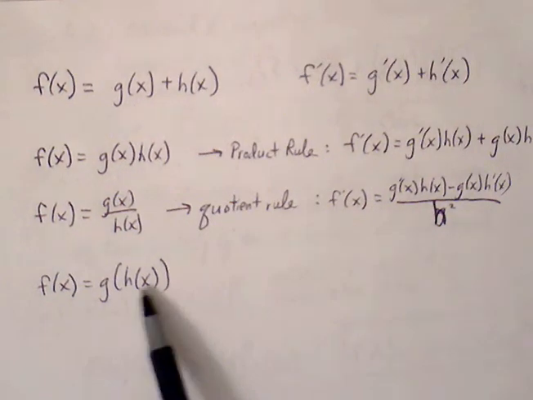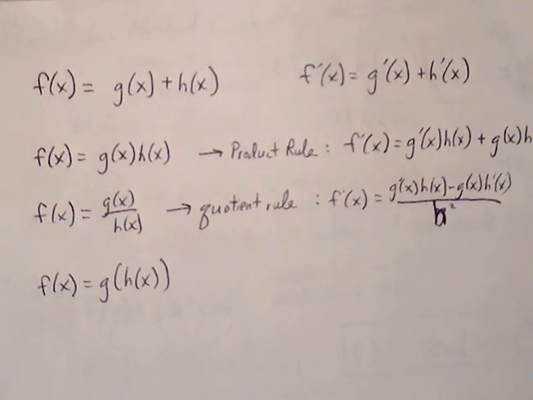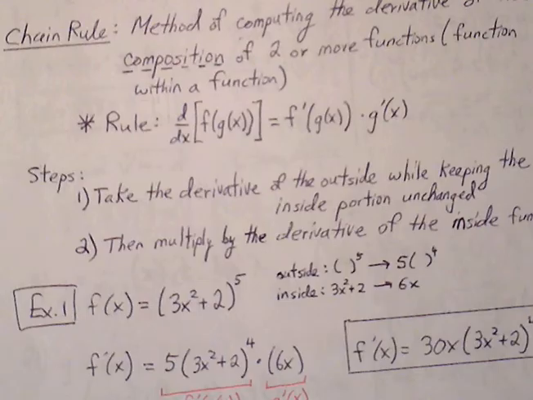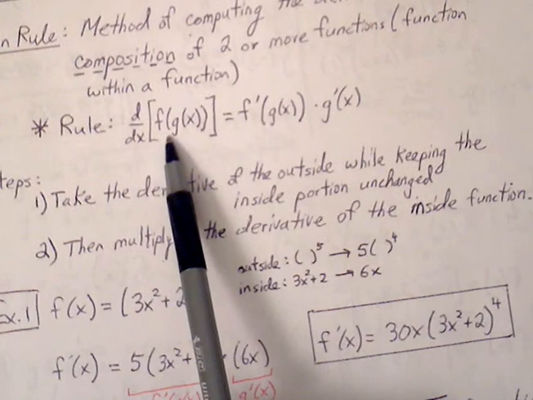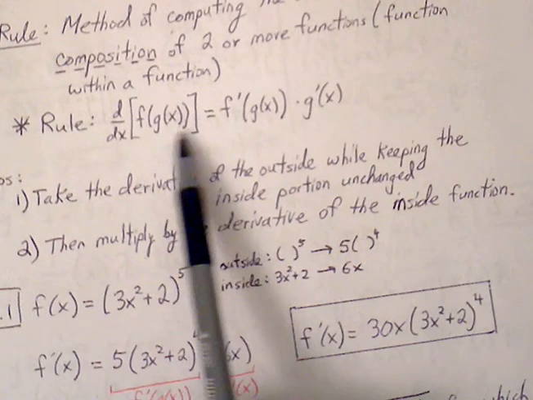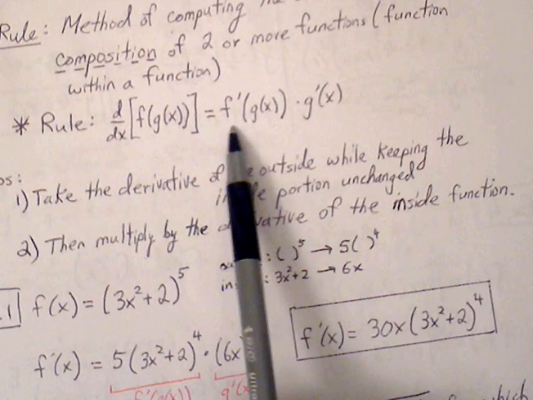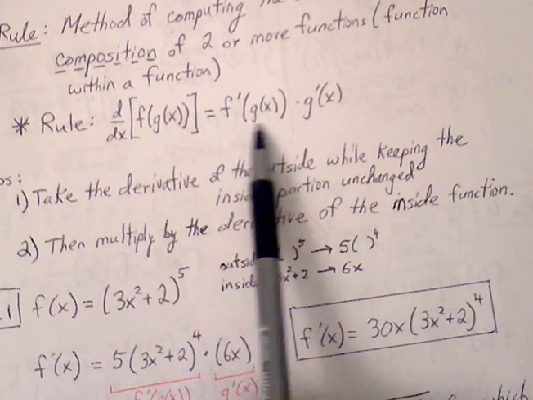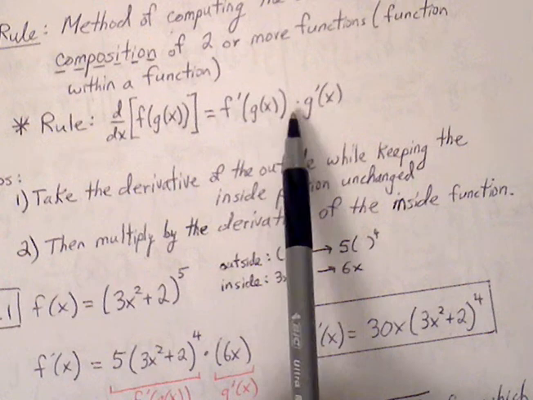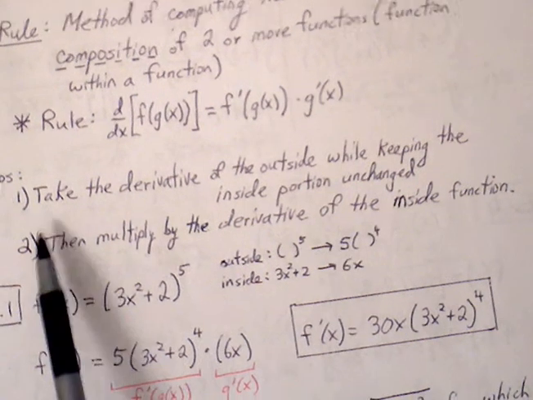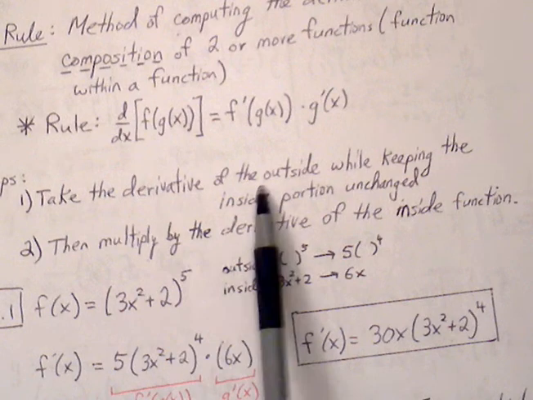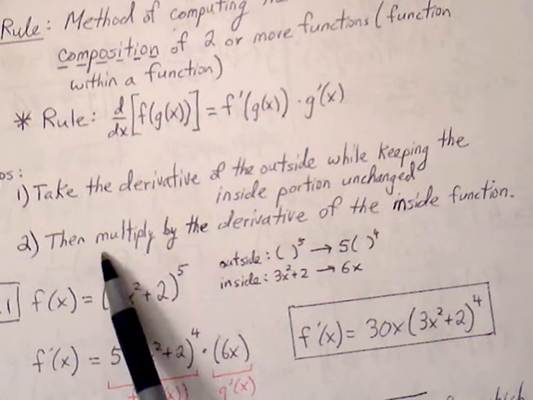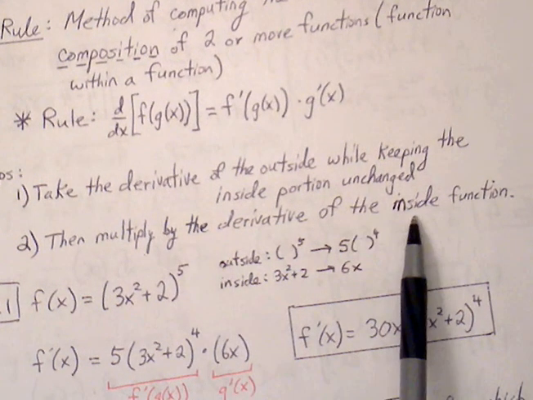Okay, so now this brings us to, what if we had a function within a function, a g of h of x? Okay, so we have a special way of finding the derivative if we have a function within a function. Okay, so the rule is, if we have a function f of g of x, the derivative will be f prime of g of x times g prime of x. Okay, so basically we're taking the outside function's derivative, and then we multiply that by the inside function's derivative. Okay, so the steps: we take the derivative of the outside function while maintaining the inside portion unchanged. Okay, then we multiply it by the derivative of the inside function.